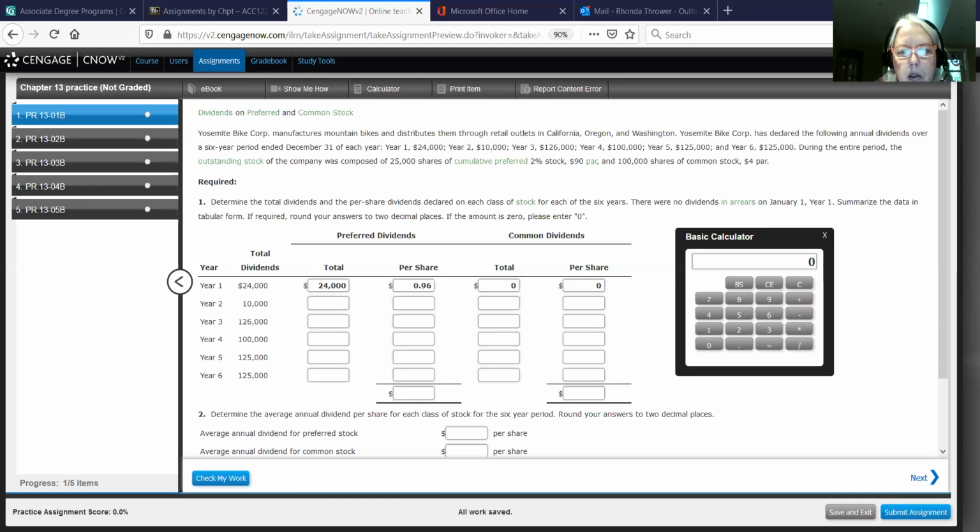Let me see if I can get it to look a little better there. Okay, I may have to clean that up a little bit. No, it's okay. All right, so the par value of the preferred stock is $90. You need to know that. You also need to know what the common shares of stock are that are outstanding. Again, all of this information was given to you in the Cengage problem.